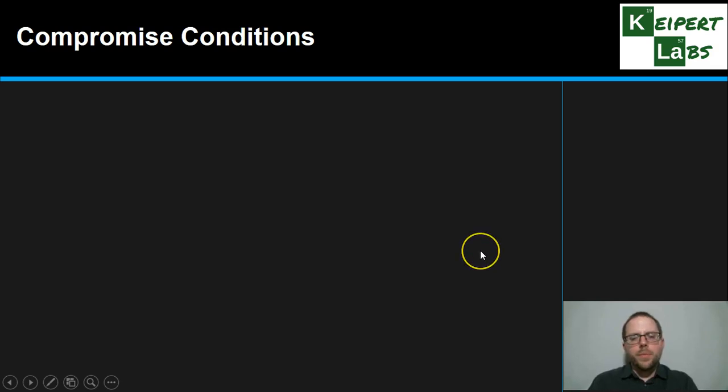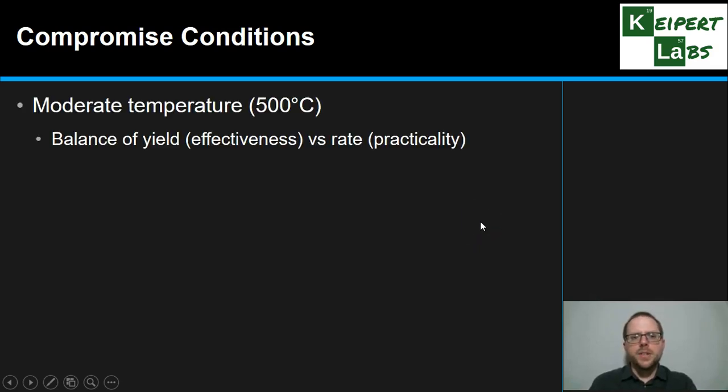But then, one of the things that we mentioned in our previous video was this idea of compromise conditions. That is, we want to get the best balance of reaction rate and yield, as well as cost and risk, in terms of making sure that it's practical, economical, safe, and effective. Some of the conditions that we pick: a moderate temperature of around 500 degrees Celsius is quite common. It gives us the best balance of yield, that is the effectiveness of the process, versus rate, making sure that it's practical. There's not much point getting an exceptionally good yield at a speed that is too slow to be worth it or viable.